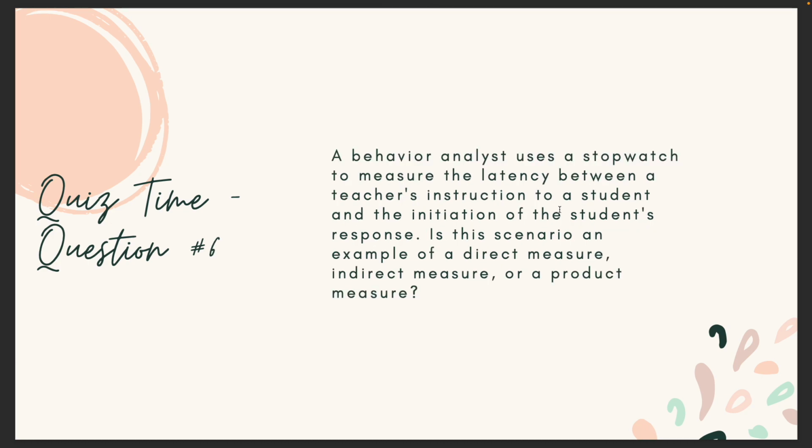6, a behavior analyst uses a stopwatch to measure the latency between a teacher's instruction to a student and the initiation of the student's response. We would call that what? Perfect. So this one is a very clean example of direct. It is a direct measure. This behavior analyst is going in and observing this client and using the stopwatch and taking data, all within that observational period.